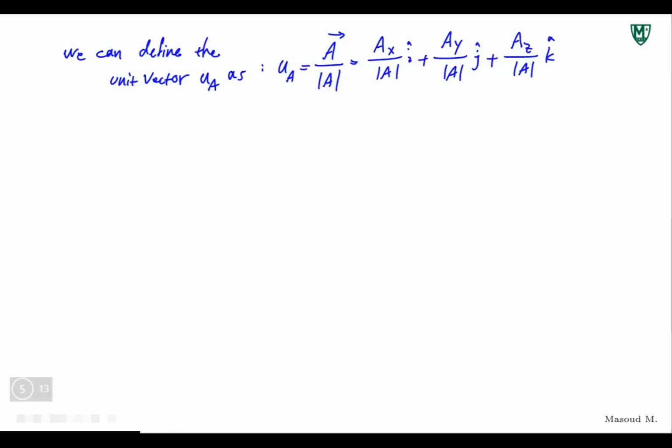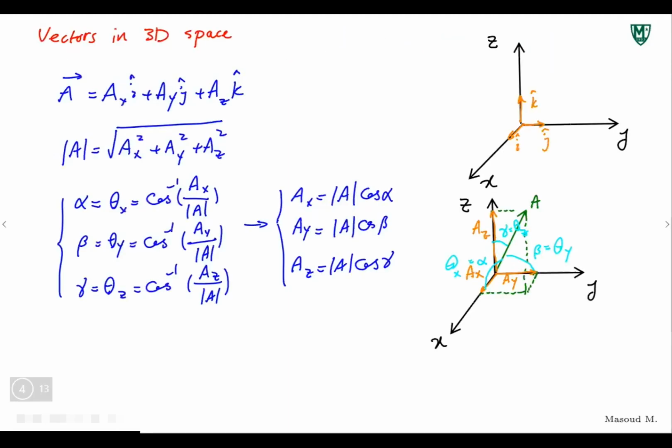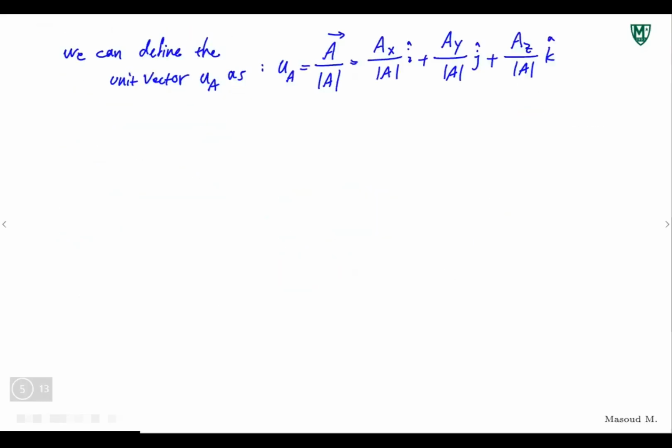But one more thing: if you look at this AX over A, we defined AX over A here, right? If you look at this expression, AX over A is cosine alpha, AY over A is cosine beta, and AZ over A is cosine gamma. So I'll just plug them here. So you can represent the unit vector also as cosine alpha i plus cosine beta j plus cosine gamma k.